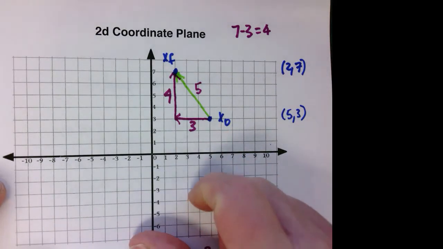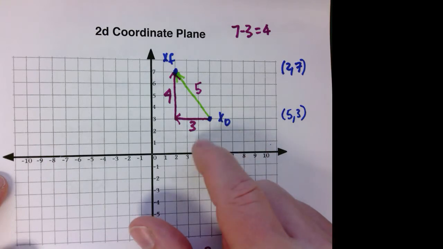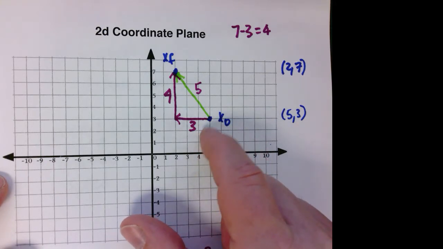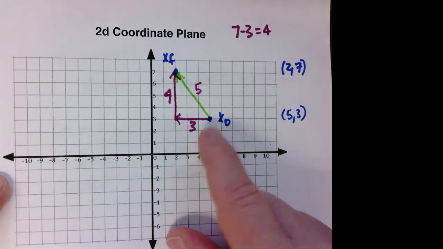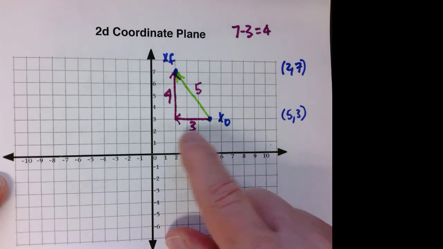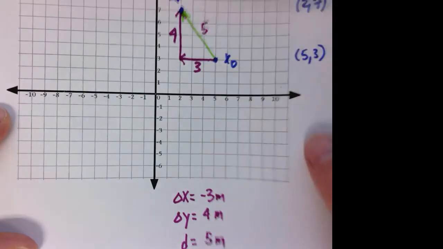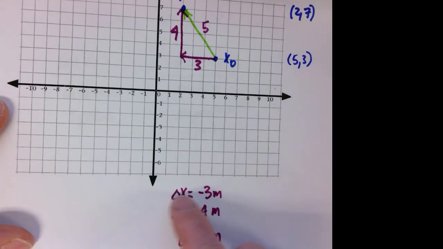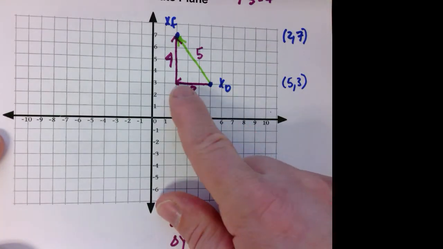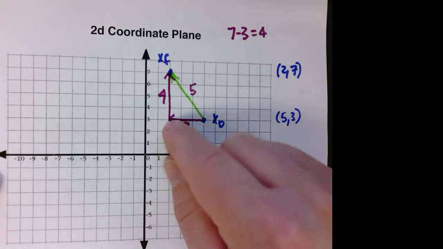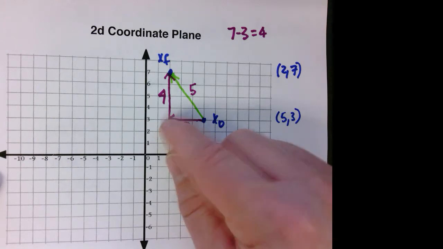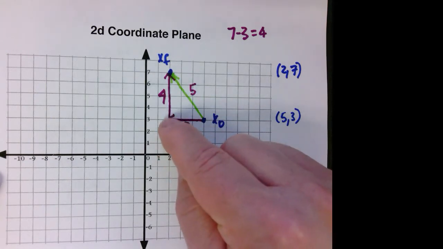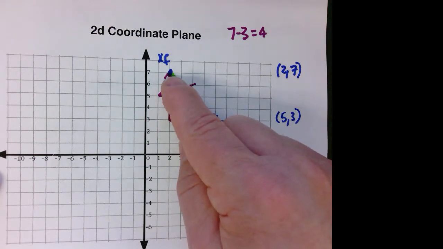What we can see is the change. Going from x initial to x final, in the x direction, we went from 5 to 2, a change of minus 3. So delta x is minus 3 meters. The magnitude is 3, but the direction is negative. And if we look at y, it increased from 3 to 7. So its displacement is positive 4.